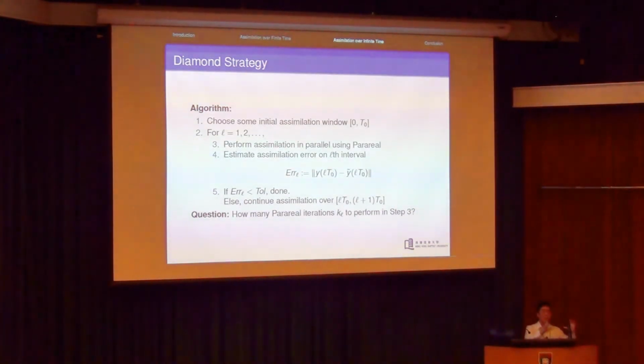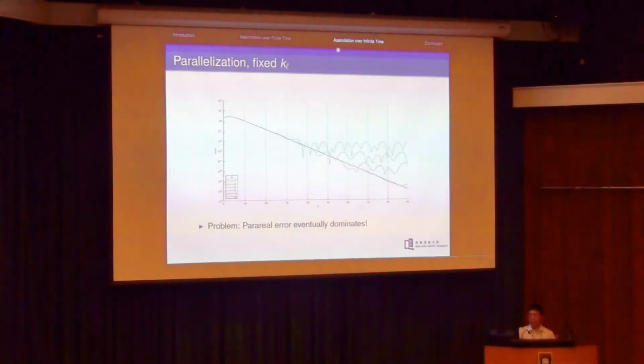So in each of these windows, you can run your parareal algorithm, you can get some sort of parallel speedup, and then if it's not good enough, then you keep doing that until it's good enough. So now the question is, how many parareal iterations do I need to get a good enough solution? Well, if you fix the number of iterations, then initially it's okay because in the assimilation, you're still far away from the exact trajectory. So the error is going to be dominated by the assimilation error. But if you keep doing the same thing, at some point it's going to plateau out. And that's because now your solver error, your parareal error, is going to dominate.